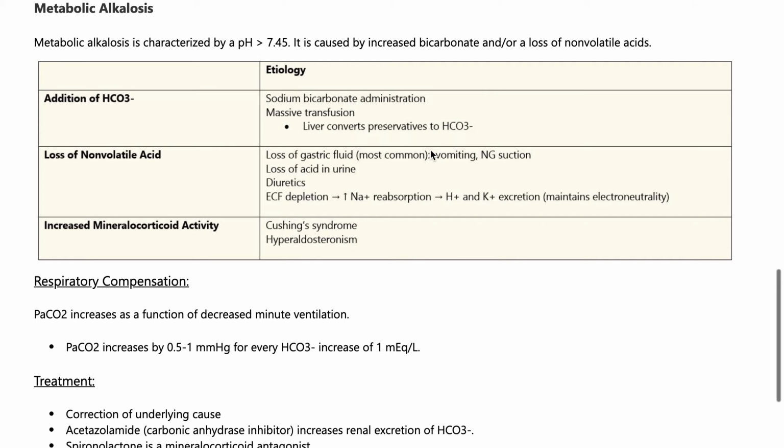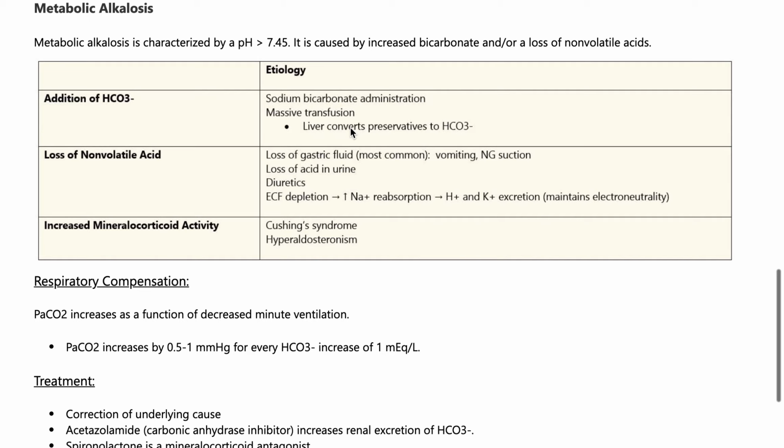Metabolic alkalosis is characterized by a pH greater than 7.45. It is caused by increased bicarb and/or a loss of non-volatile acids. So the etiology of an addition of bicarb includes sodium bicarb administration and massive transfusion because the liver converts preservatives to bicarb. The etiology of the loss of non-volatile acid includes the loss of gastric fluid, which is the most common. So this is vomiting and nasogastric suction.